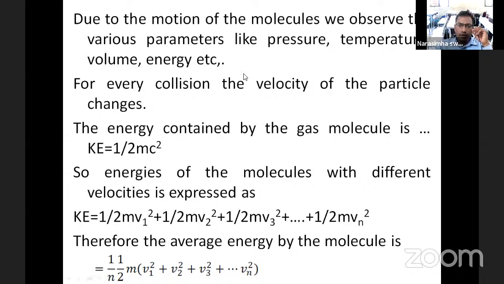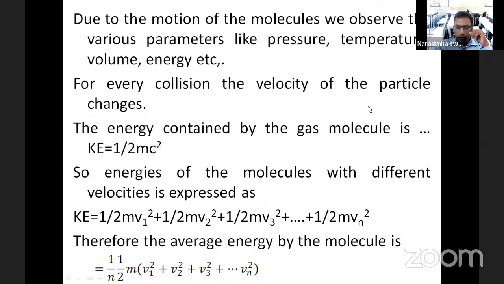For every collision, the velocity of the particle changes. See, initially the particle is moving with a certain velocity, and the moment it collides, the particle comes to rest, the velocity vanishes, and after that the direction changes and it moves in different directions with different velocities. So what we observe is that for every collision, there is a change in direction and also a change in velocity. So the energy contained by the gas molecule is displayed here. The energies of the molecules with different velocities are expressed like this.